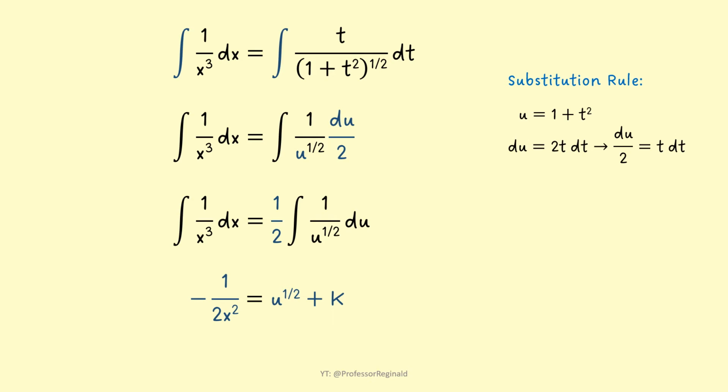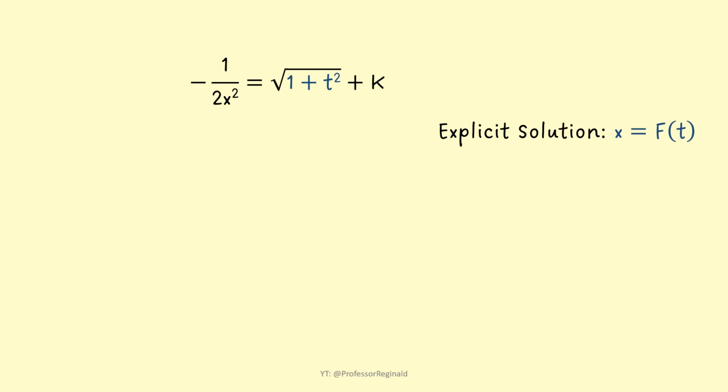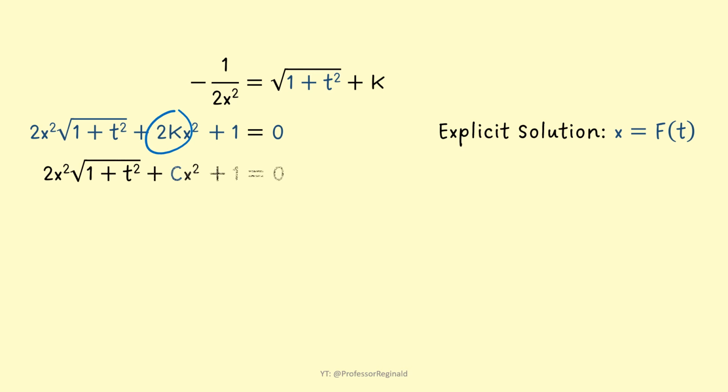It is sufficient to add an arbitrary constant to just one side of the equation. Afterwards, substitute u equals 1 plus t squared. Find an explicit form of the solution, if possible. Note that 2k is also a constant, so write it as C. Thus, this is the general solution of the differential equation.